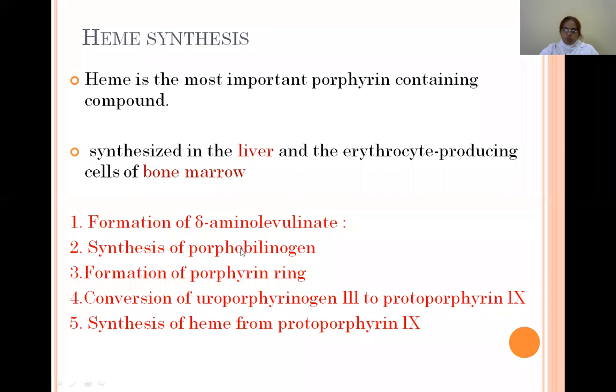First one, formation of delta aminolevulinate, that is the ALA. Next one is synthesis of porphobilinogen. Third one is formation of the porphyrin ring. Fourth one is conversion of uroporphyrinogen 3 to protoporphyrin 9. And the last one is synthesis of heme from the protoporphyrin 9.